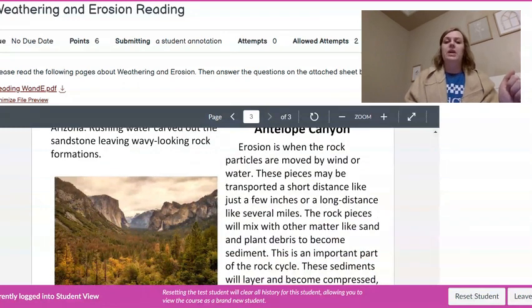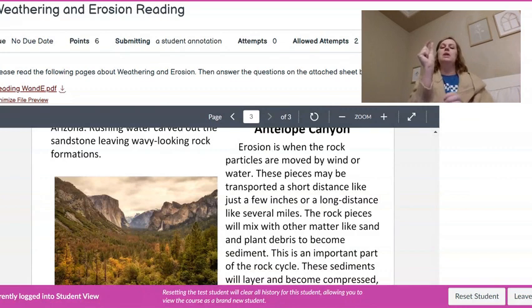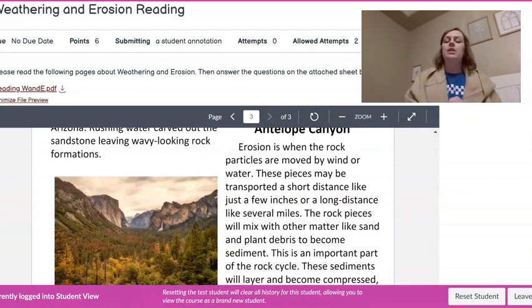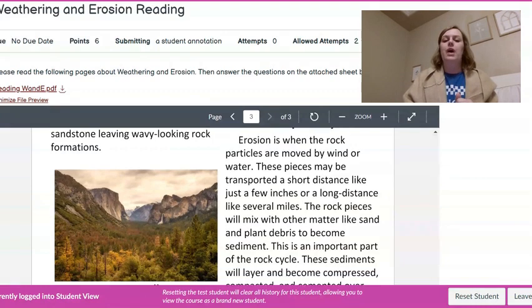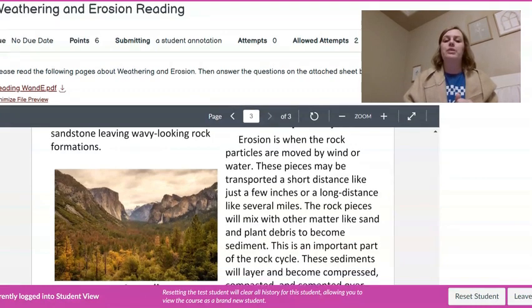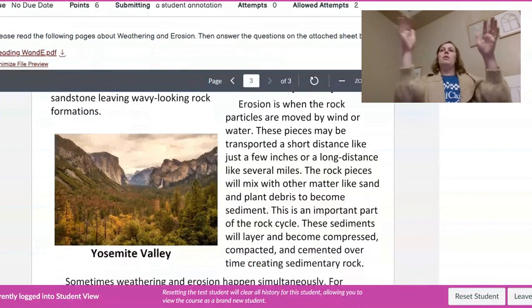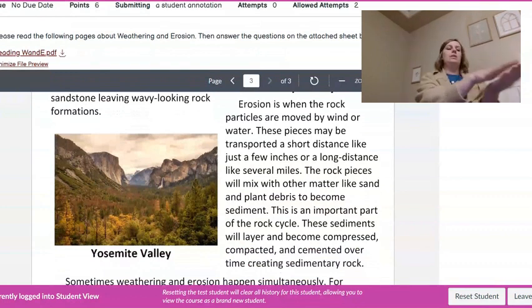Erosion, specifically, is when the rock particles are moved by wind or water. These pieces may be transported. So we've got little teeny pieces and they're moving through the water or the wind. These pieces may be transported a short distance, like just a few inches, or a long distance, like several miles. The rock pieces will mix with other matter like sand and plant debris to become sediment. So they move and then they kind of fall to the ground and they mix together.